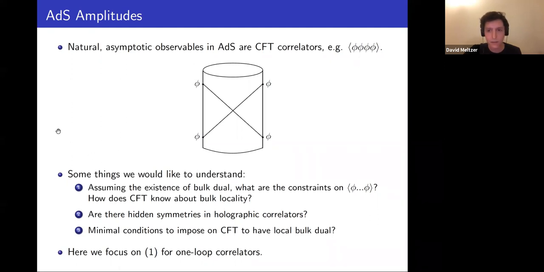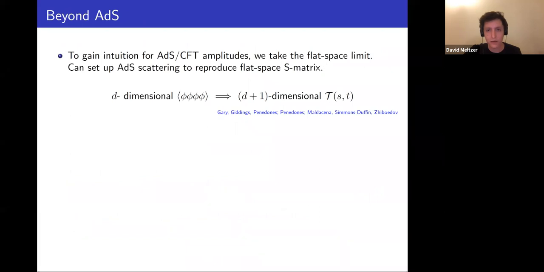So to get some intuition for what we should expect about these correlators, it's always useful to think about the flat space limit. So this is a high energy scattering experiment in AdS that lets you reproduce a flat space S matrix element. So somehow the higher dimensional S matrix is hiding inside your d-dimensional correlator.